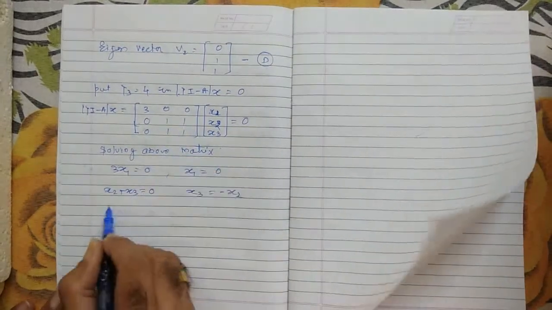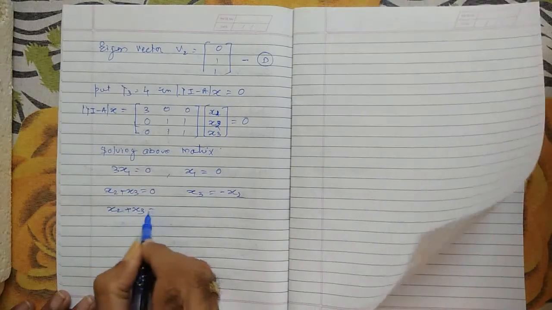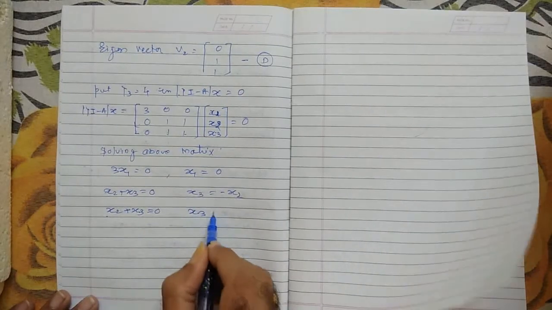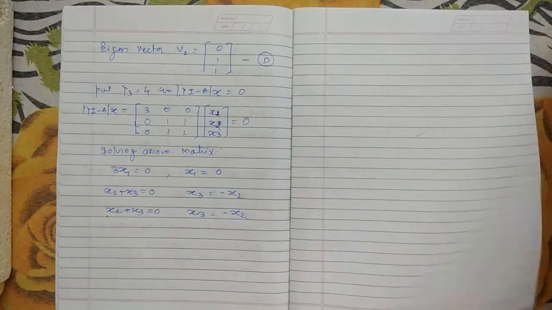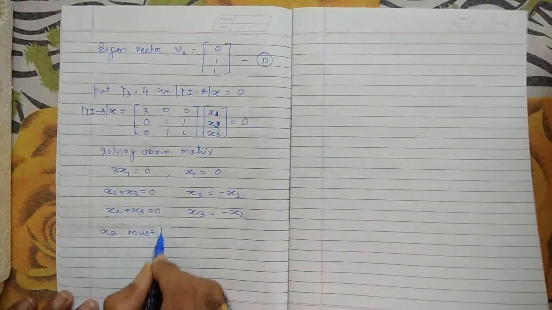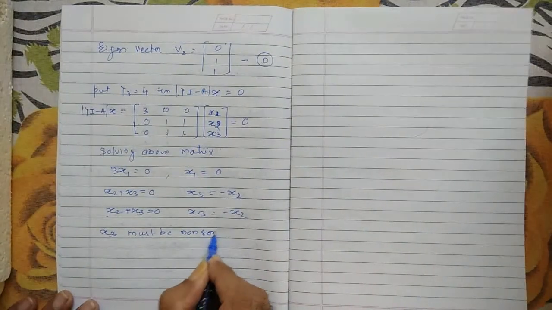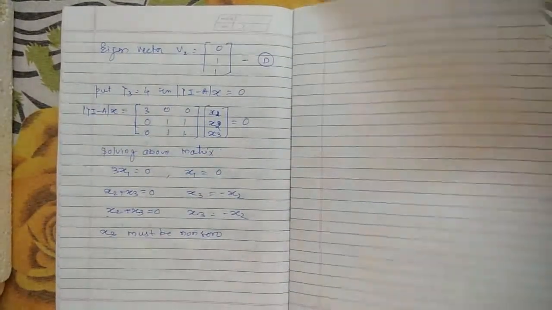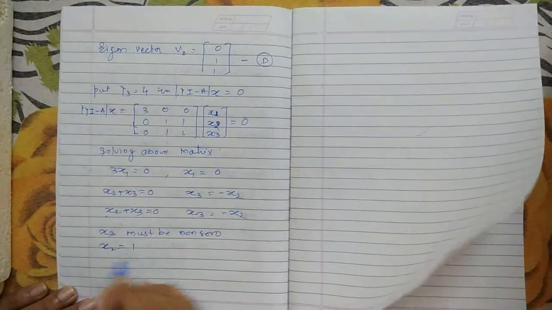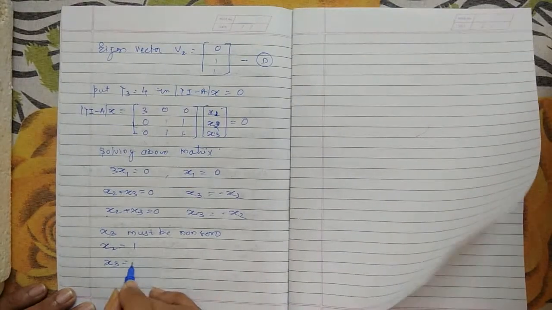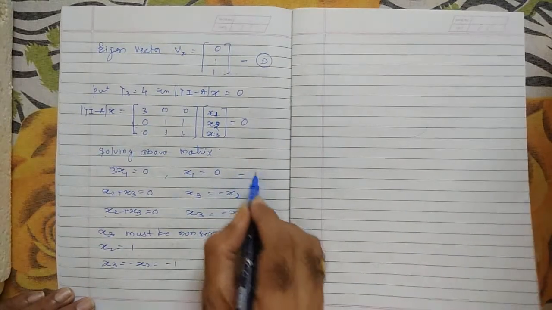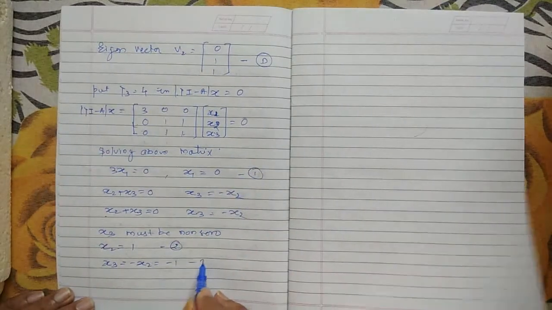And here is again x2 plus x3 equals 0. Here is the x2 and here is the x3. So that means x3 equals minus x2. Now here x3 must be non-zero. So here x2 equals 1, so x3 equals minus x2 equals minus 1. So this is my first equation, this is my second equation, and this is my third equation.